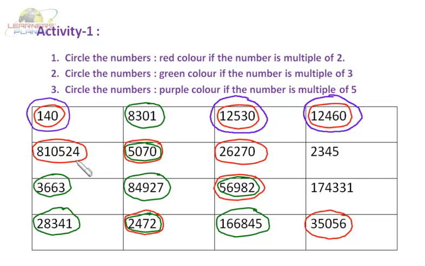Now this number, the unit digit is 4. So this number will not be divisible by 5. Okay. This number 5070, the unit digit is 0. That means this number is divisible by 5. So let's circle it in purple color also. Okay. Now this number 26270, further the unit digit is 0. So it will be divisible by 5. So let's circle it.